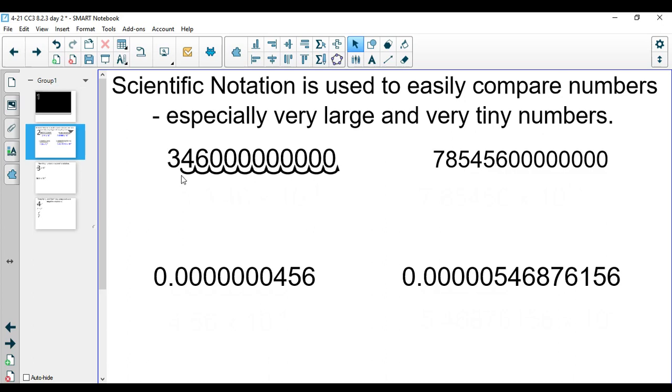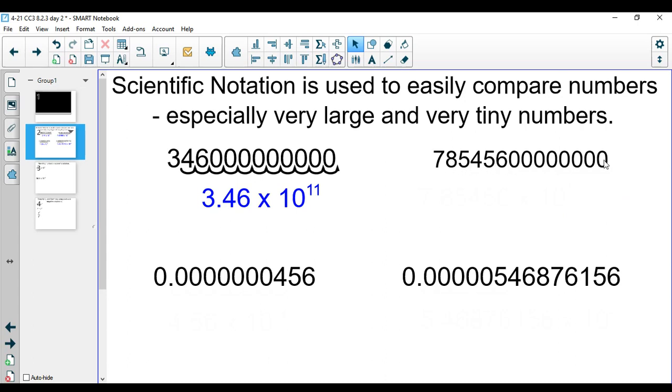So if we look at this, if we start with the decimal point after the 3, we have to move our decimal point over 3, 4, 5, 6, 7, 8, 9, 10, 11 places to the right. Direction is significant. So I would write 3.46 times 10 to the 11th because I'm going from 3.46 and moving to the right 11 places.